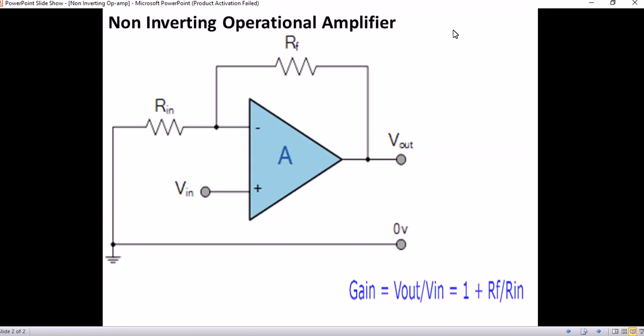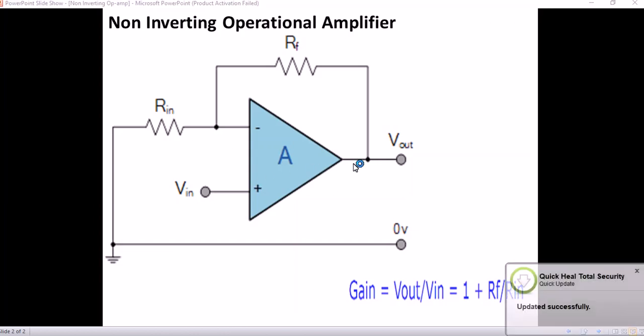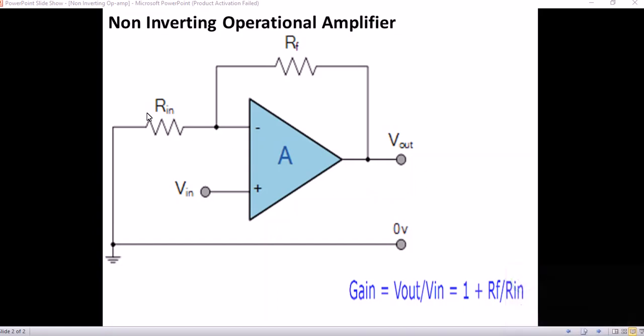Operational amplifier consists of three terminals. Two are input terminals. The one denoted by negative sign is an inverting port, and the other denoted by positive sign is non-inverting port, and this is the output terminal. We require two resistances, that are input resistance and feedback resistance. This is my input resistance and this is the feedback resistance, which is denoted by RF. Here we are using negative feedback. We are giving our input on the non-inverting port, that is on the positive terminal of operational amplifier.